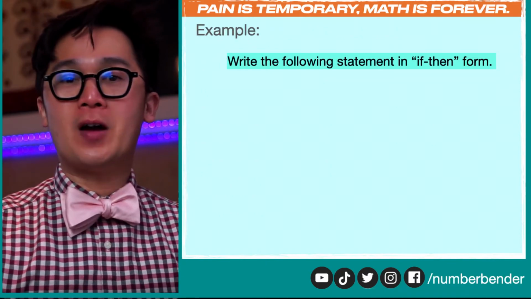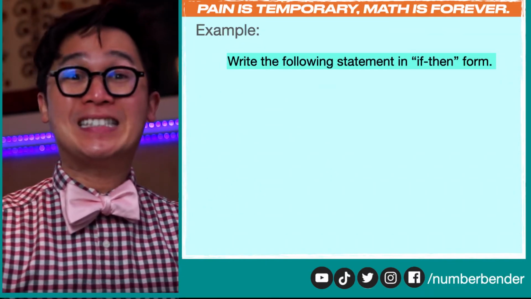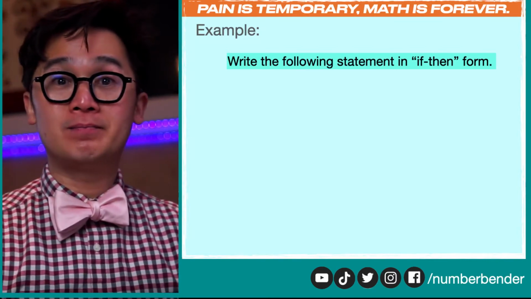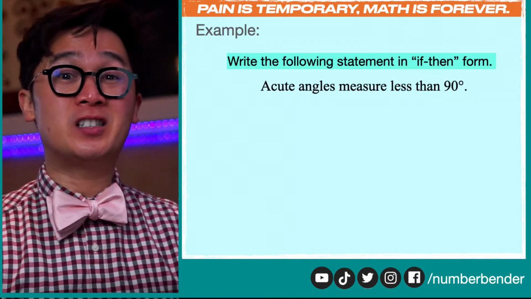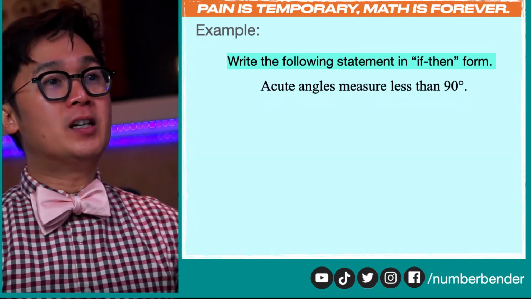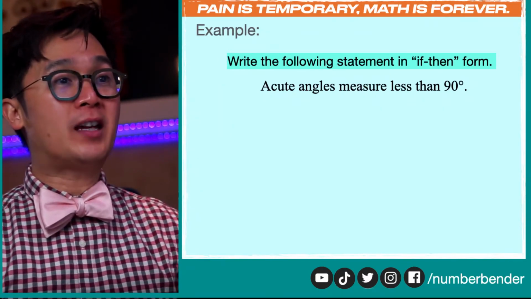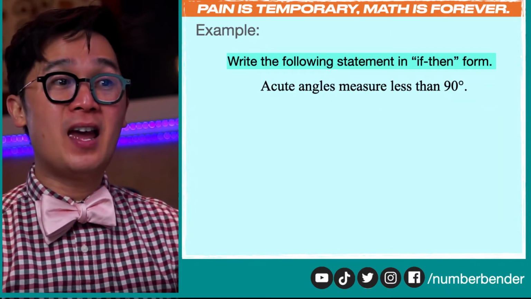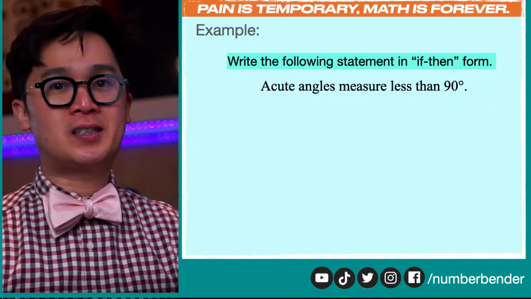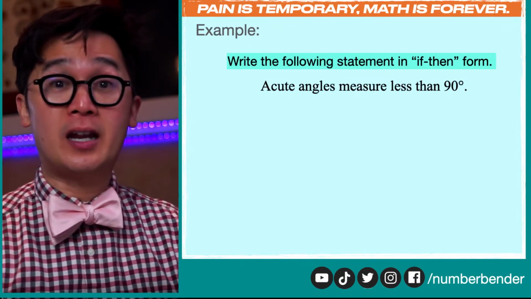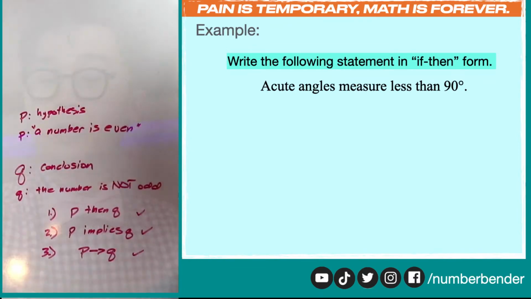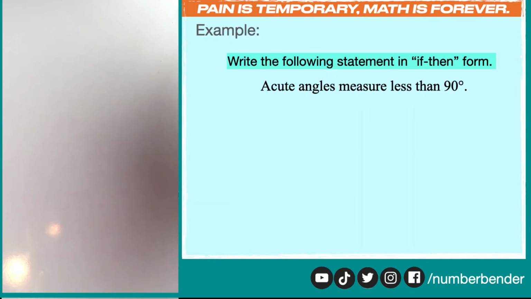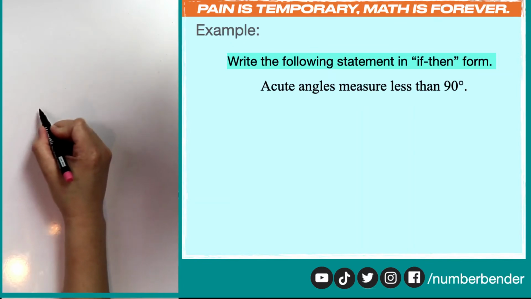So what if we're going to write statements in if-then form, even though the statement is not looking like a conditional statement, similar to this one. So in our sentence, we have "acute angles measure less than 90 degrees." And since this is obviously not a conditional statement, all we need to do is to identify our hypothesis and our conclusion to be able to write this down in if-then form.